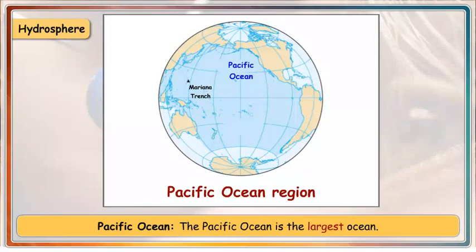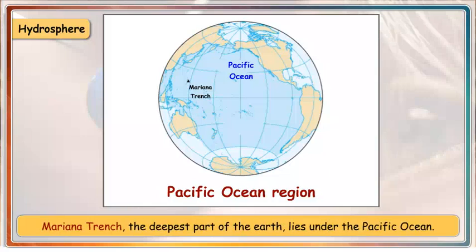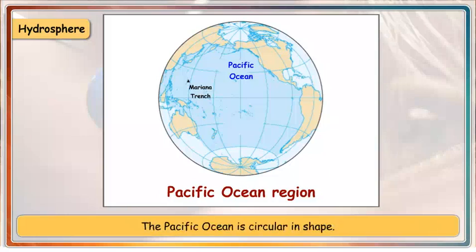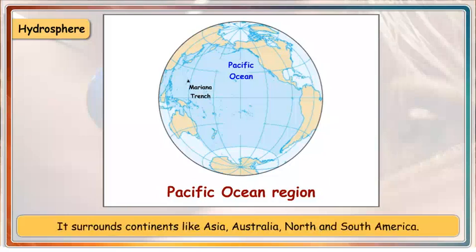Pacific Ocean. The Pacific Ocean is the largest ocean. It is spread over 1/3 of the Earth. Mariana Trench, the deepest part of the Earth, lies under the Pacific Ocean. The Pacific Ocean is circular in shape. It surrounds continents like Asia, Australia, North and South America.